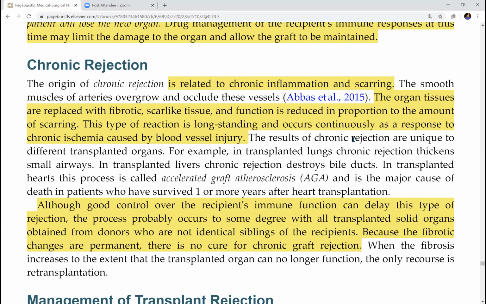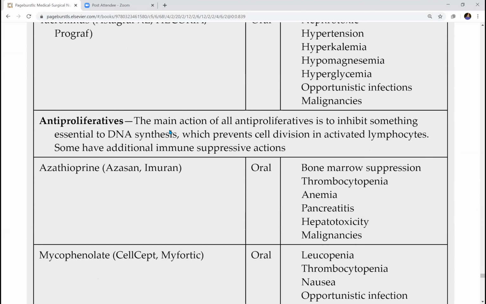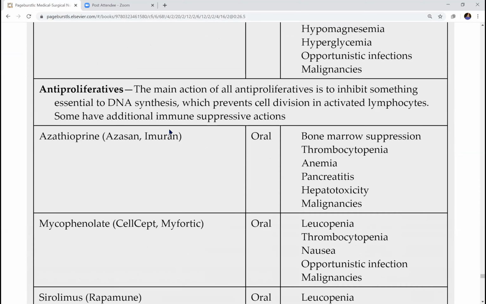So the day-to-day maintenance medications are calcineurin inhibitors and anti-proliferatives. It's a combination of these and these guys right here. So let's begin with calcineurin inhibitors. This group of drugs only inhibit interleukin-2. So it specifically targets interleukin-2, whose job is what again?